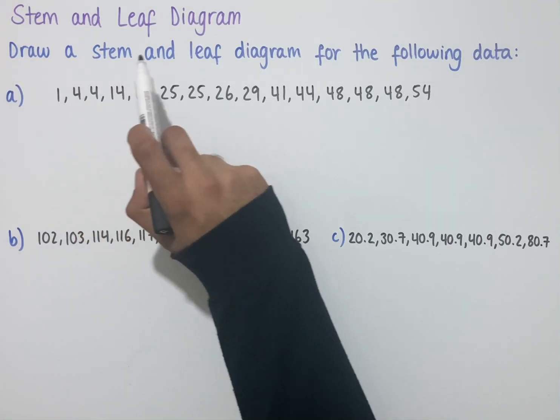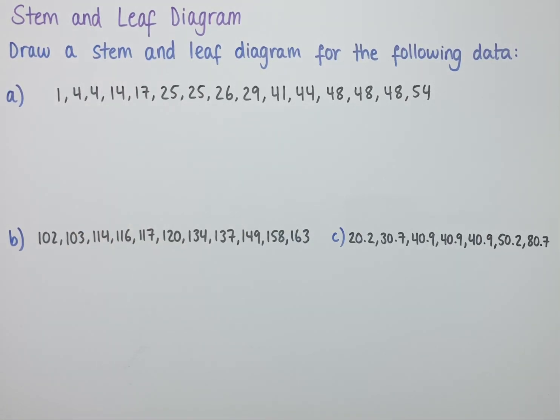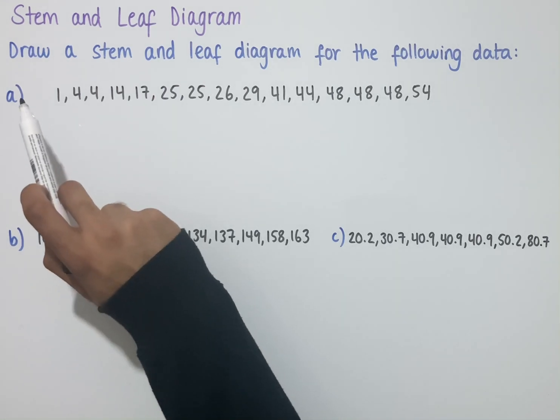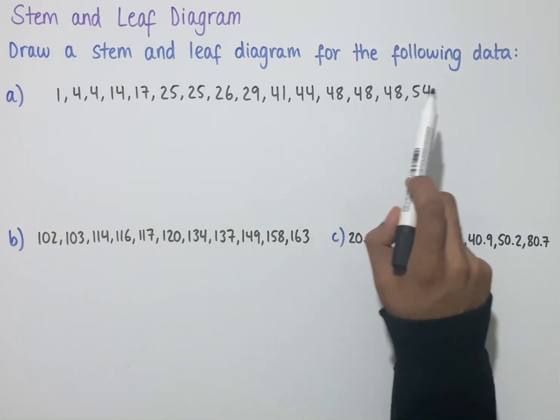Let's look at stem and leaf diagrams. Stem and leaf diagrams are a visual way of representing a set of data. We're told to draw a stem and leaf diagram for the following data.